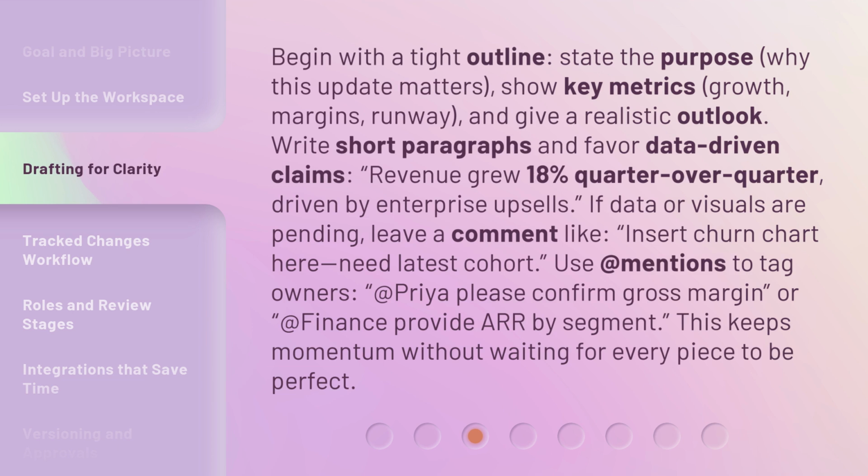If data or visuals are pending, leave a comment like, "Insert churn chart here. Need latest cohort." Use @mentions to tag owners. @Priya, please confirm gross margin. Or, @Finance, provide ARR by segment. This keeps momentum without waiting for every piece to be perfect.